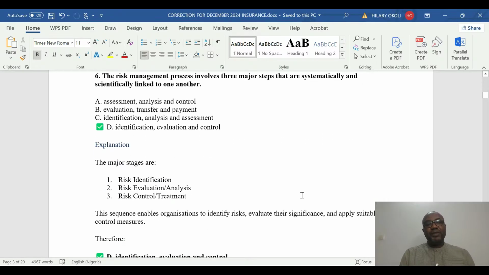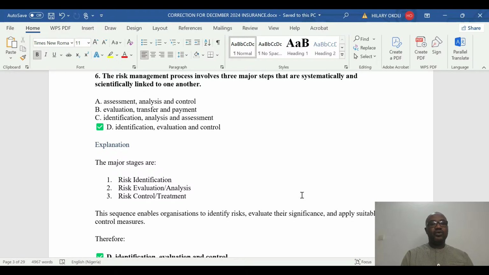So the risk management process that involves 3 major steps that are systematically and also scientifically linked to one another. So which risk management process involves 3 major steps, and this process is systematically and scientifically linked to one another. So we have it as identification, evaluation, and control.